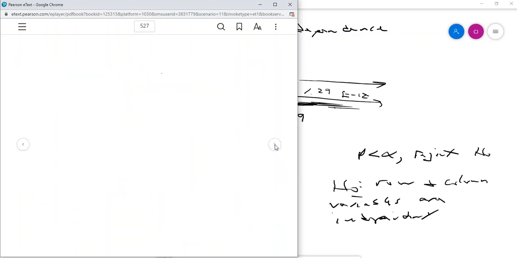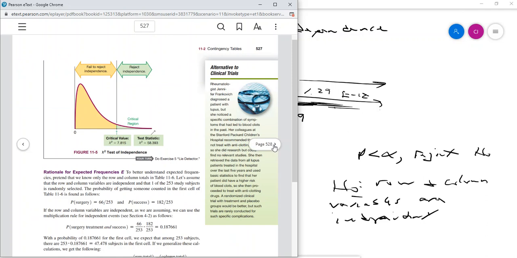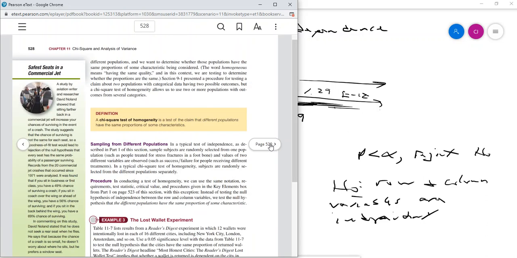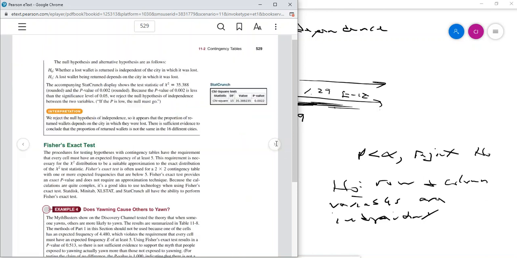And the last thing here, we're not going to do any, the test is exactly the same. It's just a theory. The chi-square test of homogeneity is a test that claims that the different populations have the same proportions of some characteristic. So you start out by saying that the populations are different, and you test the thing. And here's an example. They had a wallet. Whether a lost wallet is returned is independent of the city in which it was lost.